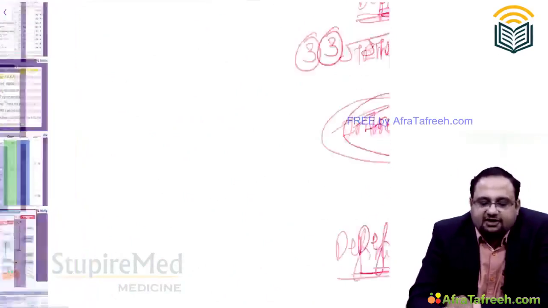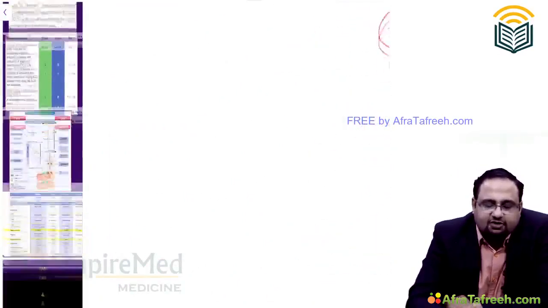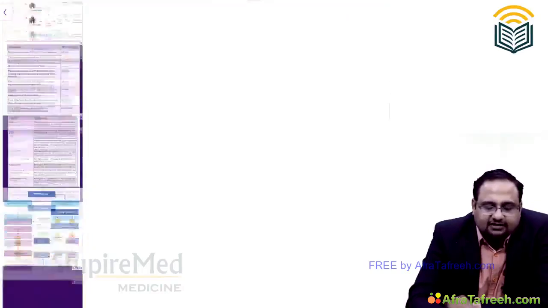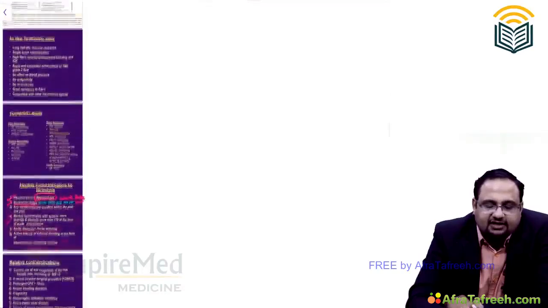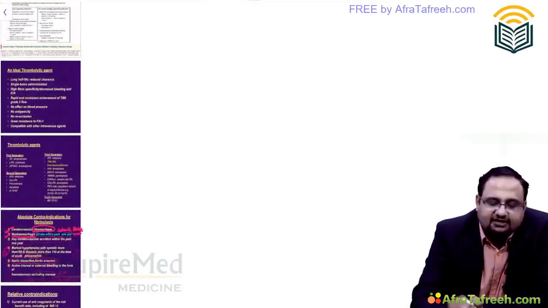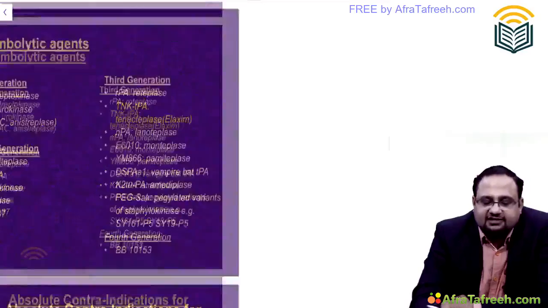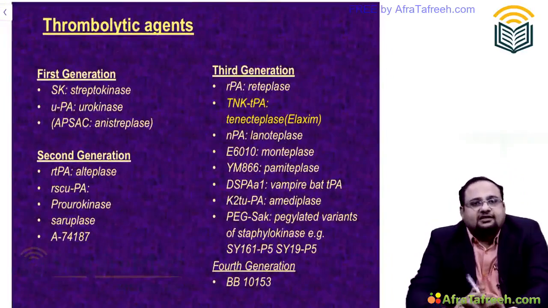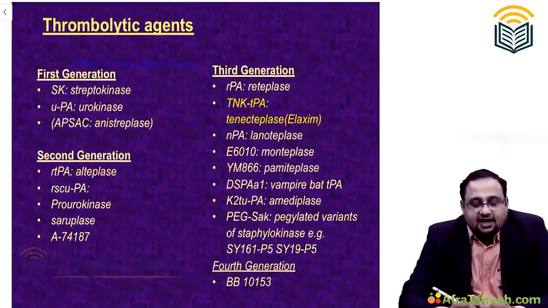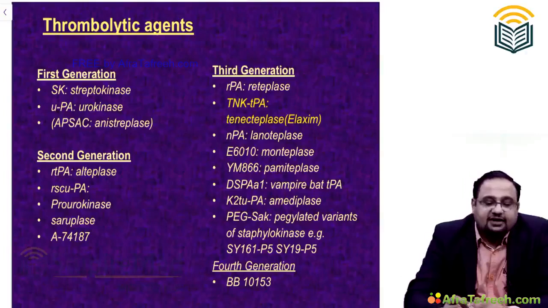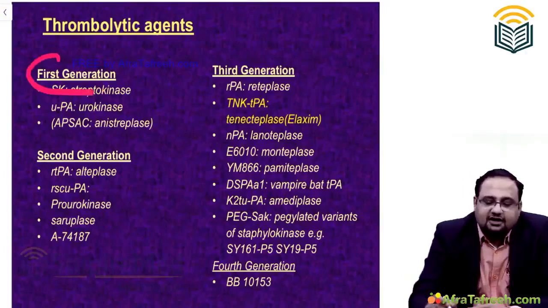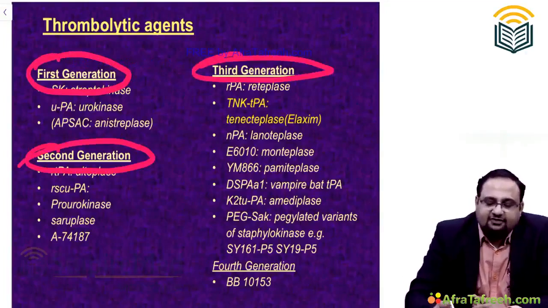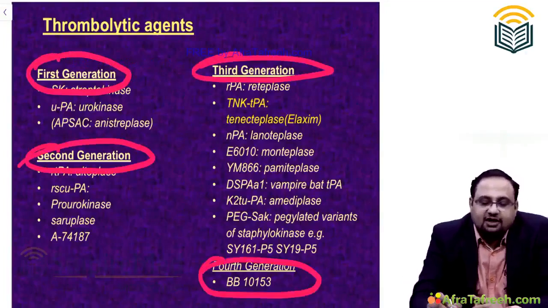Okay, so contraindications to the thrombolysis. Lastly, I wanted to show two important things, that is thrombolysis, what are the thrombolytic agents. The preferred thrombolytic agents are the third generation agents. We are coming to the last part of this session, that is the thrombolytic agents. Thrombolytic agents, friends, can be classified as first generation, second generation, third generation, and the fourth generation is still in the pipeline, not yet produced.